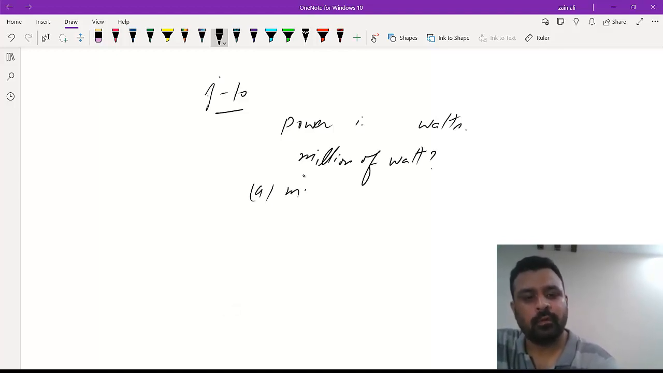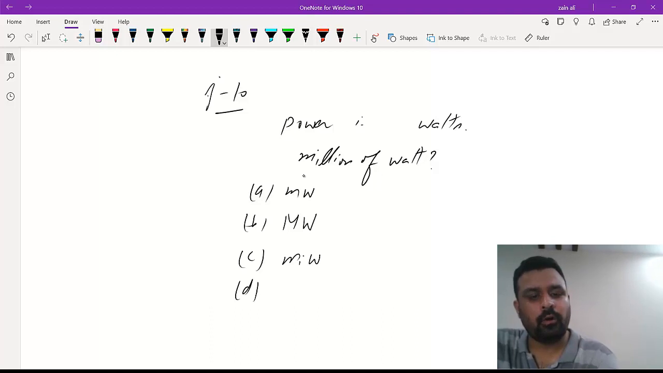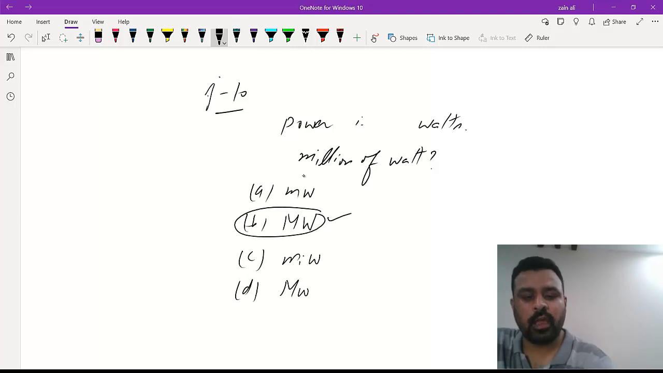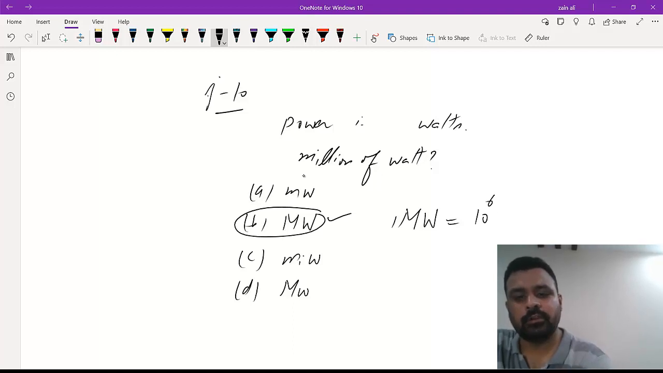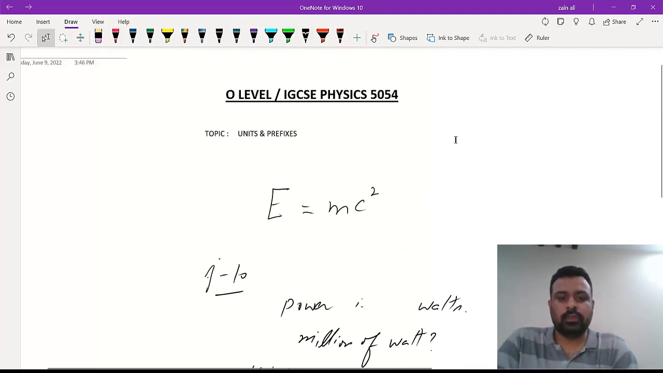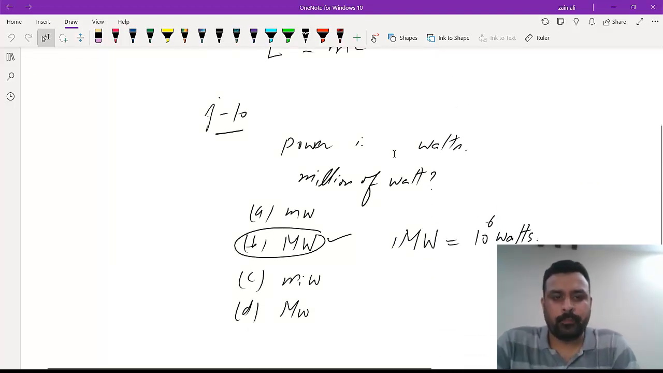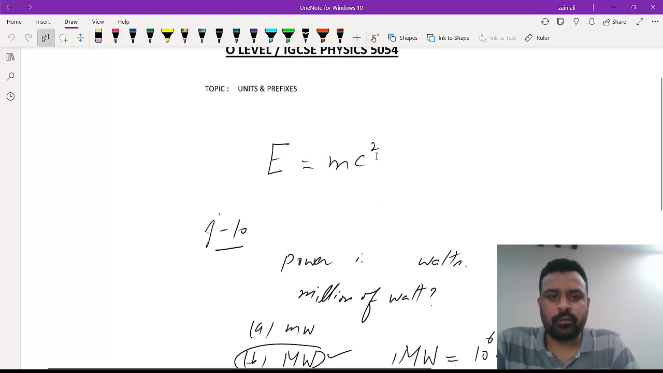The options are: M W with a capital M and capital W, m W, or capital M, small w. So the correct answer is option B, a million watts. 1 MW is 10 raised to power 6 watts. This is an MCQ in the past paper related to this topic.